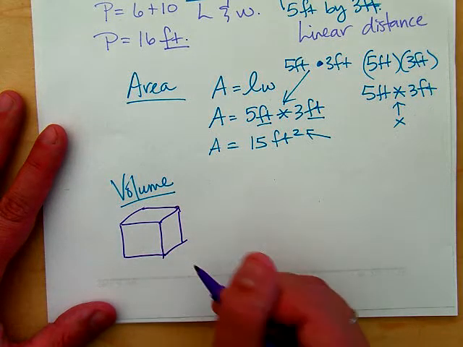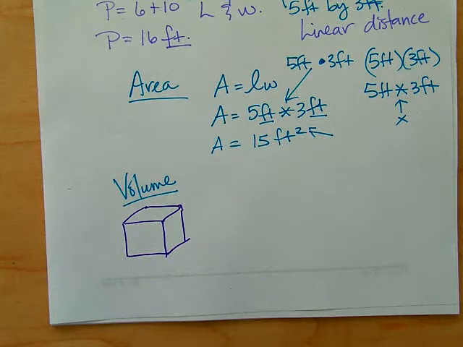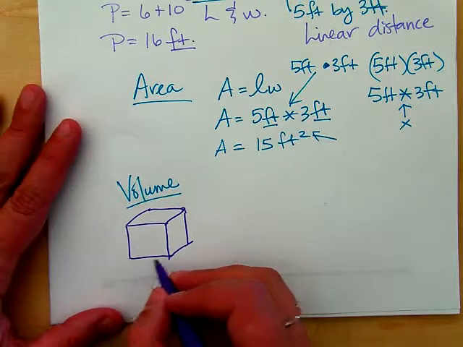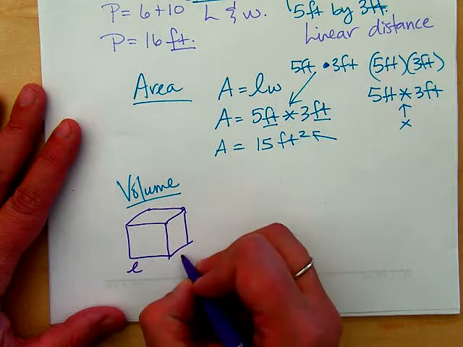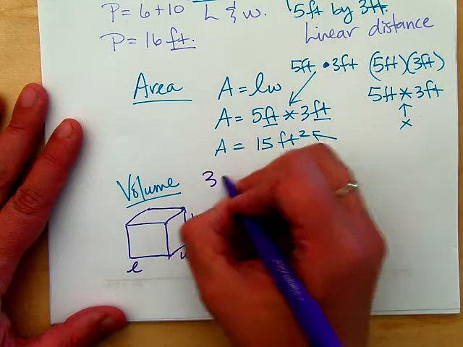Okay, anyway, this is called a rectangular prism. You know it as a cube. I mean, it's a cube if all the sides are the same, just like it's a square if all the sides are the same. But let's call this a rectangular prism. It has a length, it has a width, and it has a height. So it's three-dimensional, 3D, right?